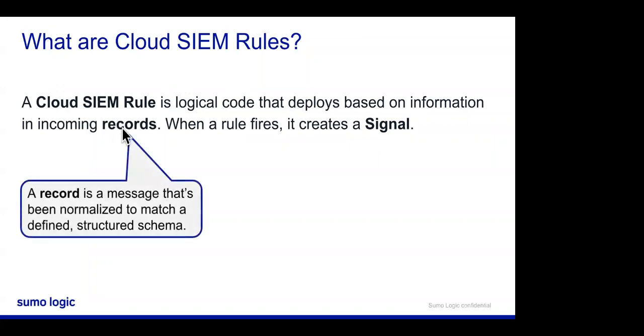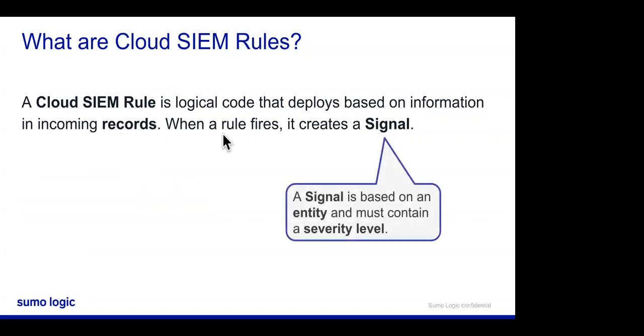So again, we have records. These records are the information that comes in. If the record matches my rule, we're going to generate a signal, right? The signal tells us we've got a problem. It's going to parse out my entity, and it's going to provide me a severity score, a severity level.